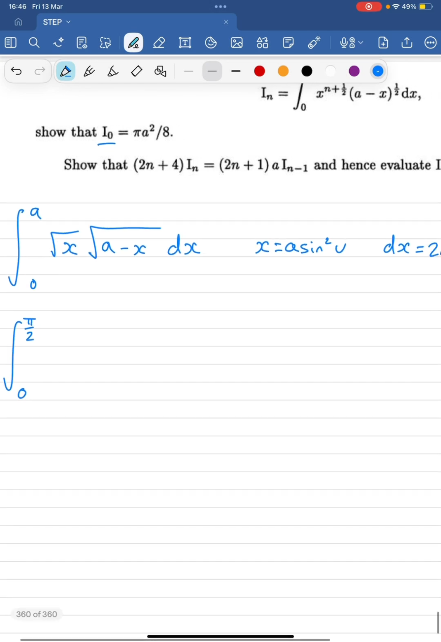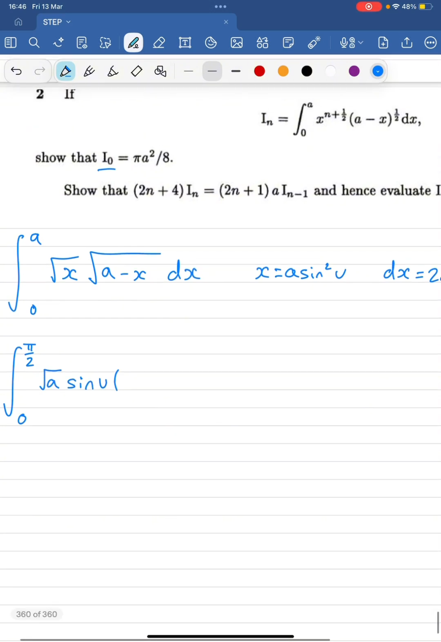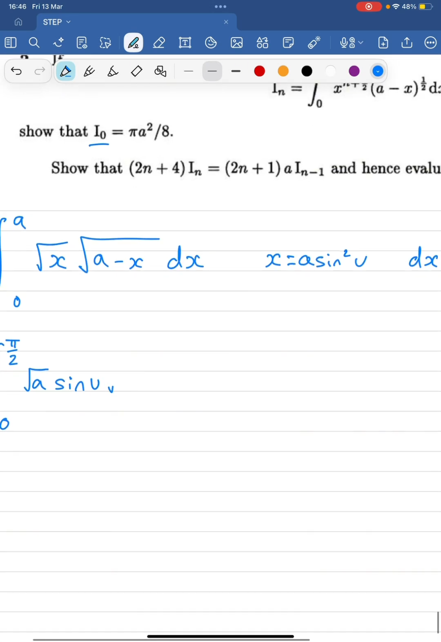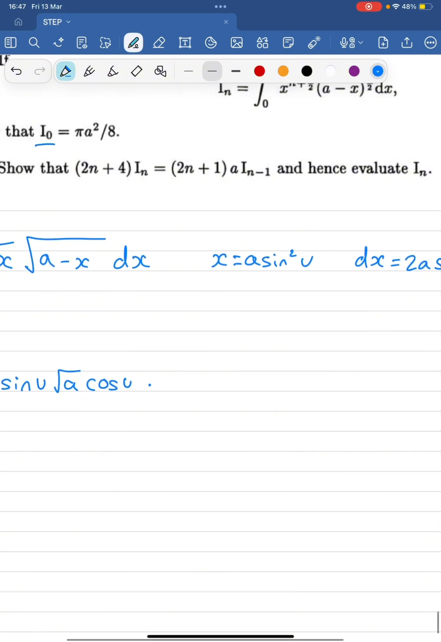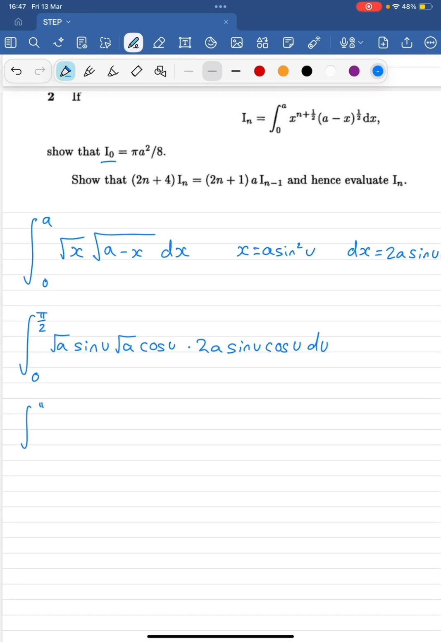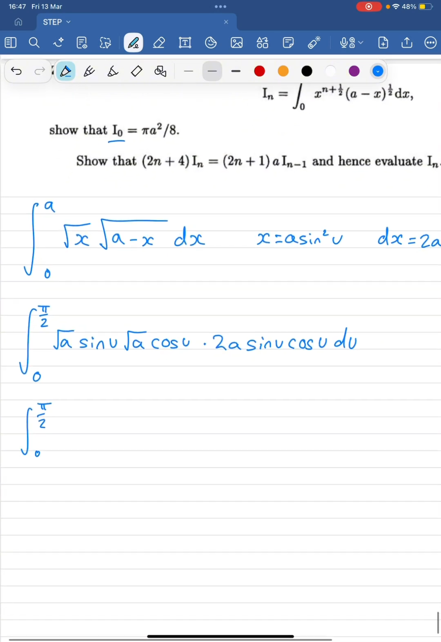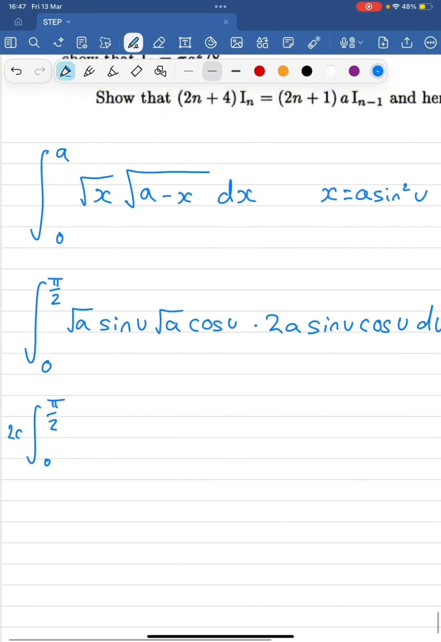Here we have root a sine u times, if we put that in there, root a cos u, and then times the du bit. We're going to have times 2a sine u cos u du. And now that's going to be between pi over 2 and 0. We can take the a's out, and that's 2a squared, sine squared u cos squared u du.